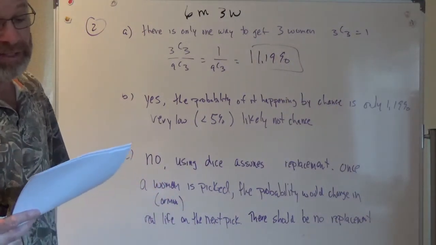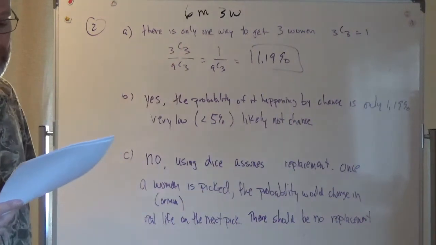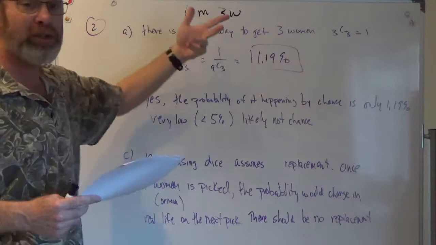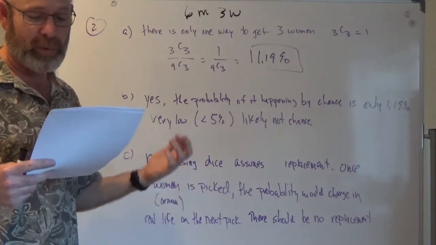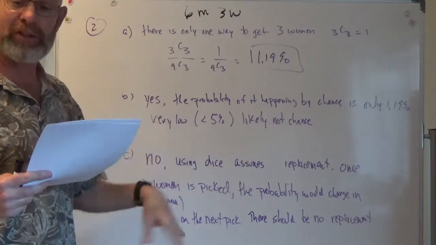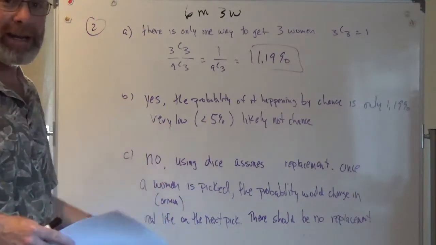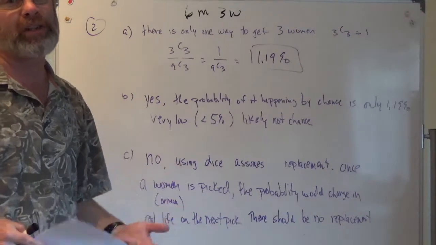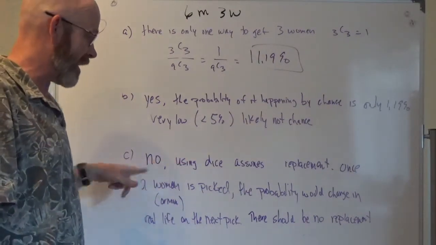Part C does a little simulation instead of the actual probability. They roll a dice. Since there's 6 and 3, 2/3, they thought using 1, 2, 3, and 4 are men and 5 and 6 is women, and they roll the dice. That's great if you only do it once. But once you do it once and you do it again for the next person, you haven't changed the probabilities, right? So using dice assumes replacement.